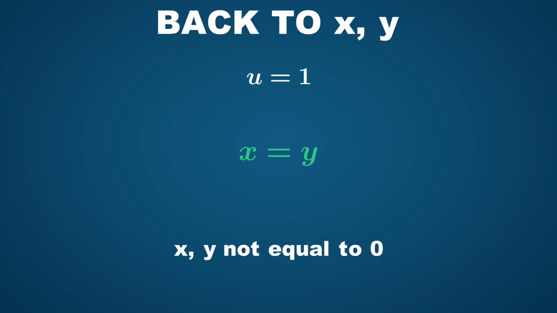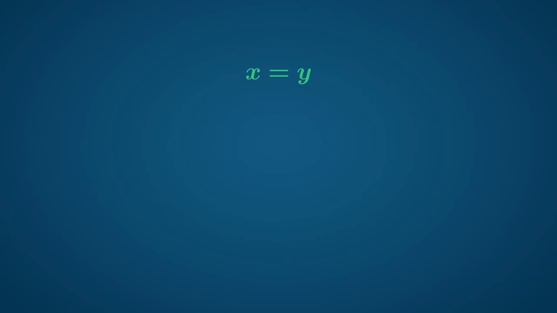We discard the case where they are equal to 0 due to the original fractions, so the valid solution is any other identical pair. This statement establishes that for the original equation to be true, the numerical value of x must match the numerical value of y.